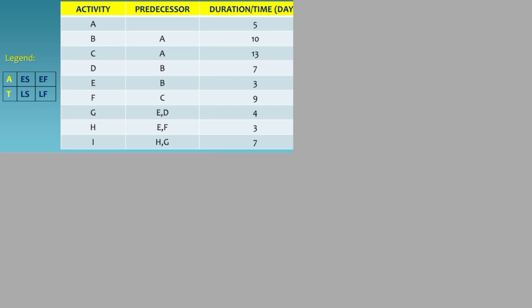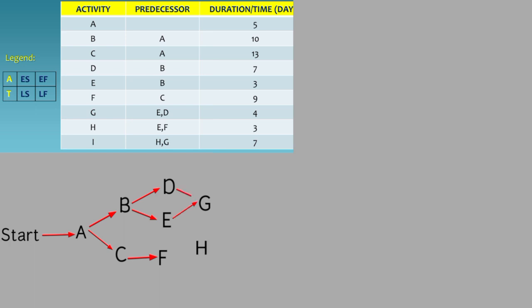So mag-start po tayo dito sa A. Start with A. B needs A, C needs A, D needs B, E needs B, F needs C, G needs E and D, H needs E and F, and I needs H and G. So yung ibig sabihin, yung I, ayun yung magiging finish or last duration natin.